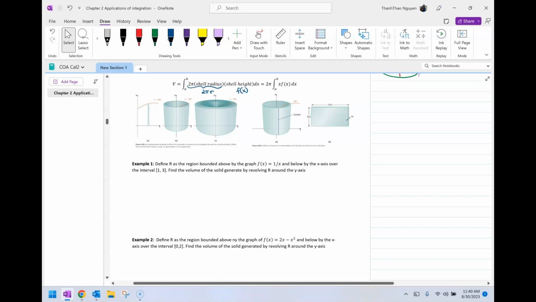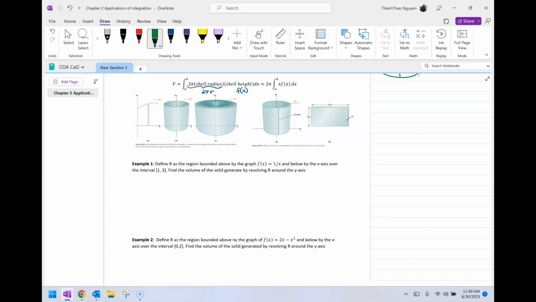Define R as the region bounded above by the graph of f of x equals 1 over x, below by the x-axis over the interval 1, 3. Find the volume of the solid generated by revolving R around the y-axis. Let's make a rough sketch of what it should look like. The graph of f of x equals 1 over x: 1, 1, and 3, 1/3. So this is the curve that we're looking at, and this is the region that is given.